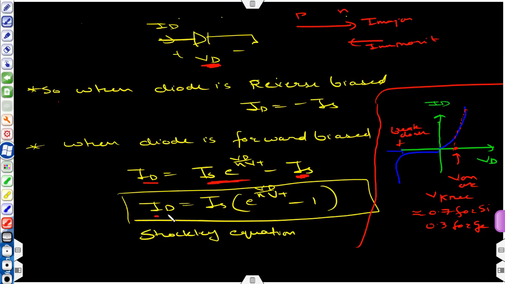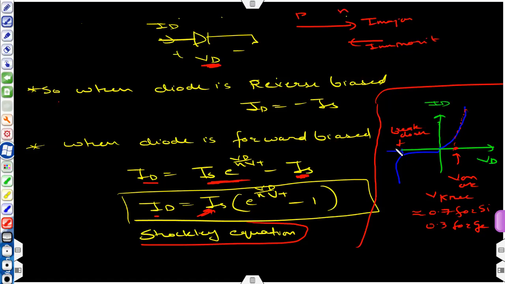So net ID is IS, I can take IS common, and in the bracket we have e raised to the power Vd by eta Vt minus 1. Okay, and this is called the Shockley equation. This IS depends on many factors: area of the diode, width of the depletion region, doping concentration. IS is a very complex mathematical quantity, so we don't have to derive it or remember it. The direct value of IS will be given to you. Otherwise, it depends on the donor and acceptor atom concentration, width of the depletion region, area of the diode, and intrinsic concentration, many factors.